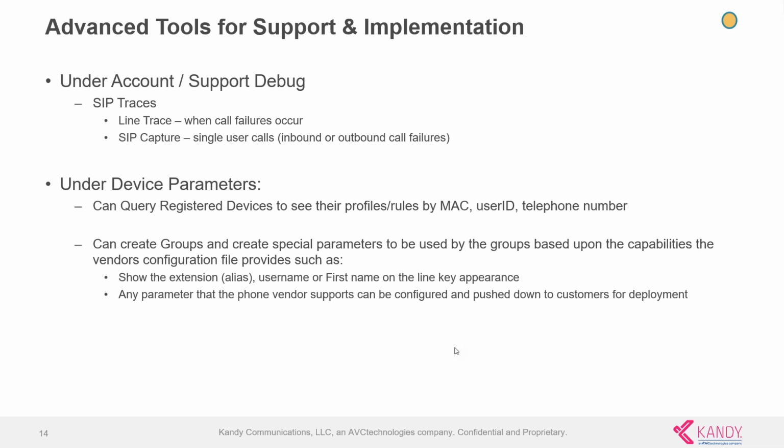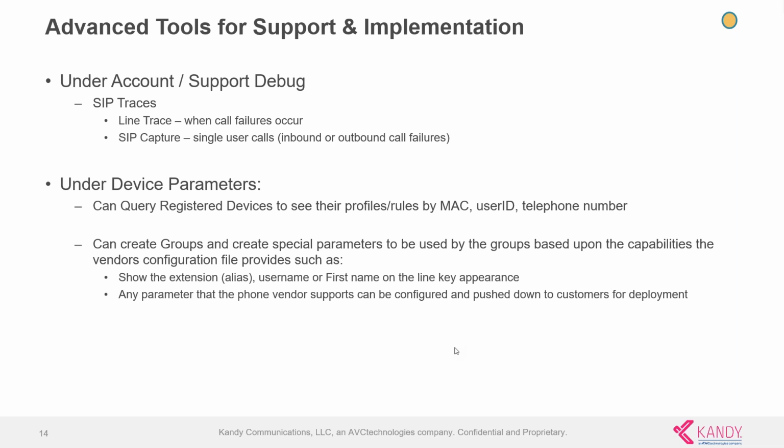Or the request URI line, which should be your domain. So mine would be kandy.io. But we'll see times where that's an IP address, like the proxy IP address versus a domain name. So you can use the line trace capture to capture registrations and compare those against valid registrations. And same thing with calls.